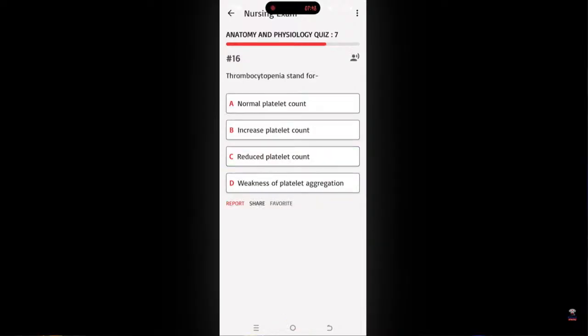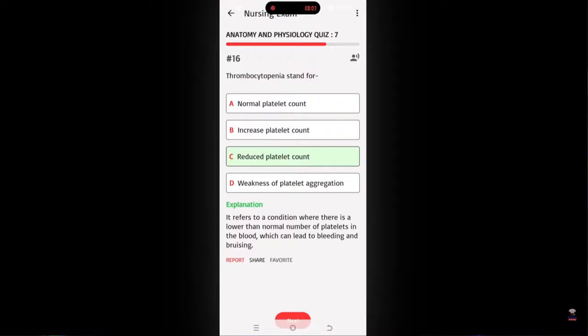Thrombocytopenia stands for A. Normal platelet count, B. Increased platelet count, C. Reduced platelet count, D. Weakness of platelet aggregation. Correct answer. It refers to a condition where there is a lower than normal number of platelets in the blood, which can lead to bleeding and bruising.